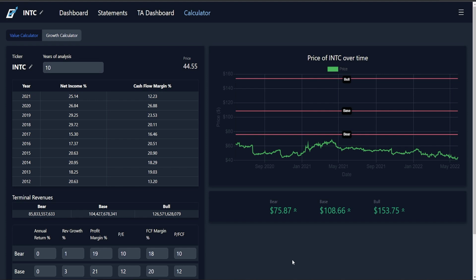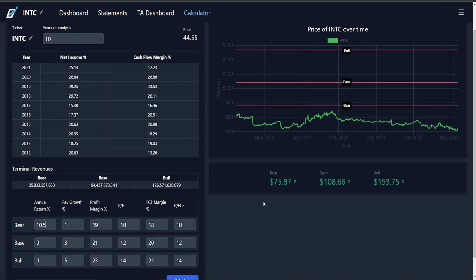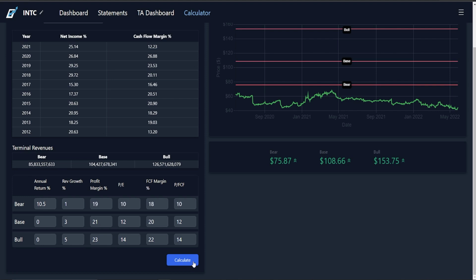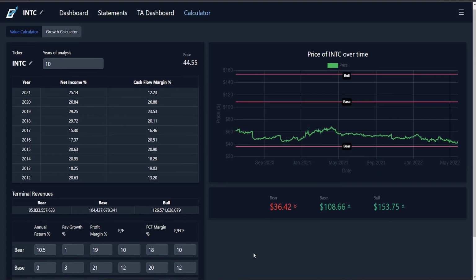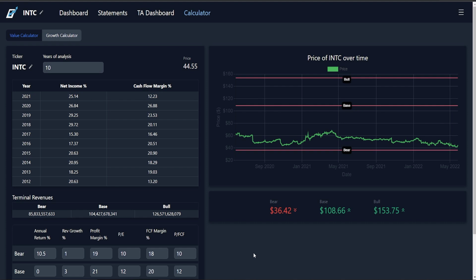You might look at Intel right now and be like, dang, Intel's at $44.50, and you're telling me in the worst case scenario it's going to be at $75.87 if these assumptions are correct? But here's the thing. If you want a 13% return every single year, or a 10% return every single year for the next 10 years, Intel might not be worth the buy for you. Look what Hunter just did. He put a 10.5% annual return target, and that means that the most Hunter can pay is $36.42 for Intel shares today in order to get his desired rate of return.